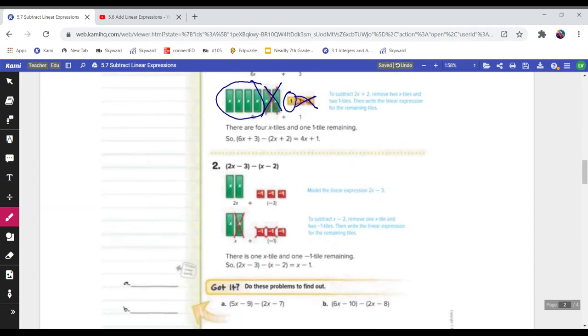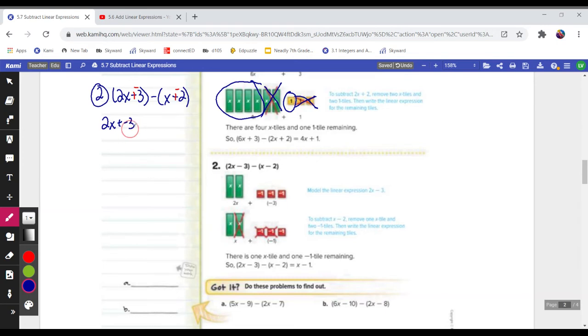For number 2, we have the quantity 2x minus 3 minus the quantity x minus 2. So for number 2, I would rewrite this problem because there's so much subtraction. I would go in and change this to adding a negative 3 and adding a negative 2. So 2x plus negative 3, that quantity, minus the quantity x plus negative 2.